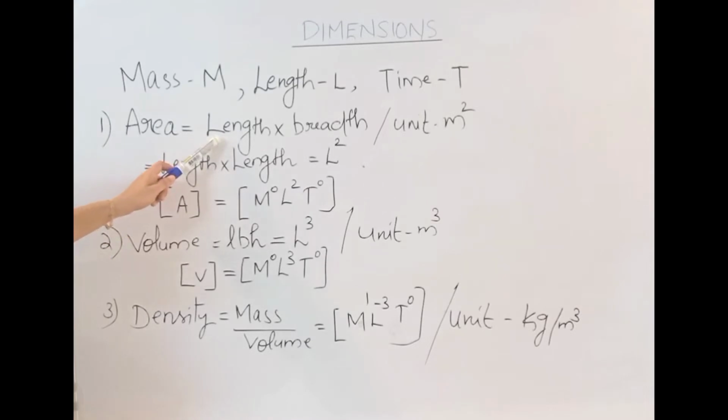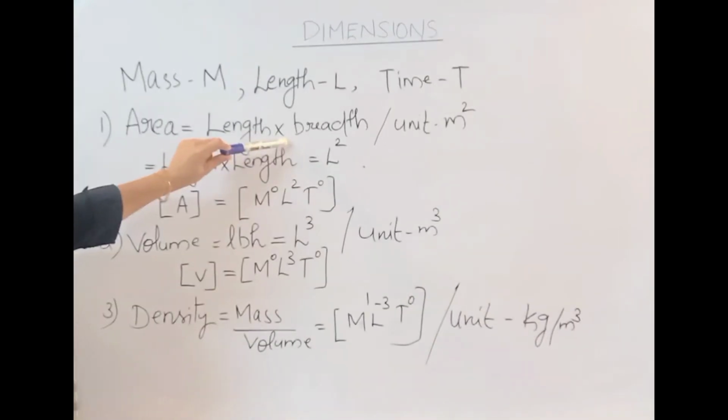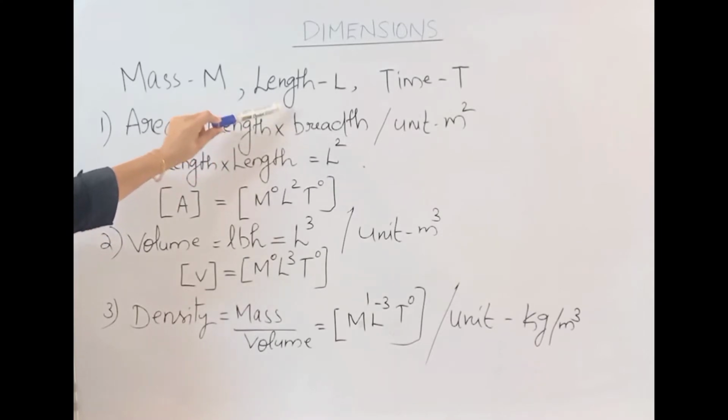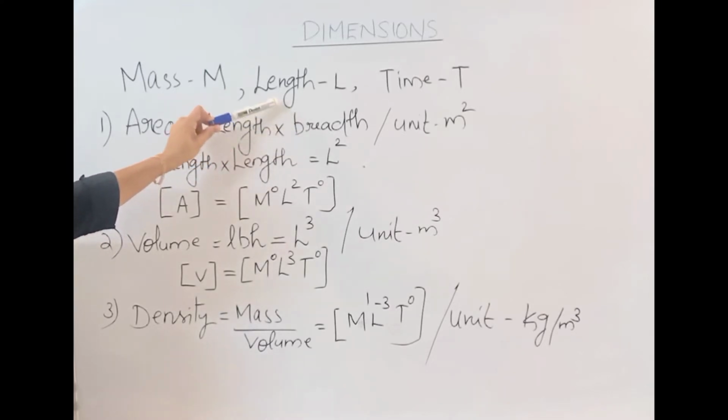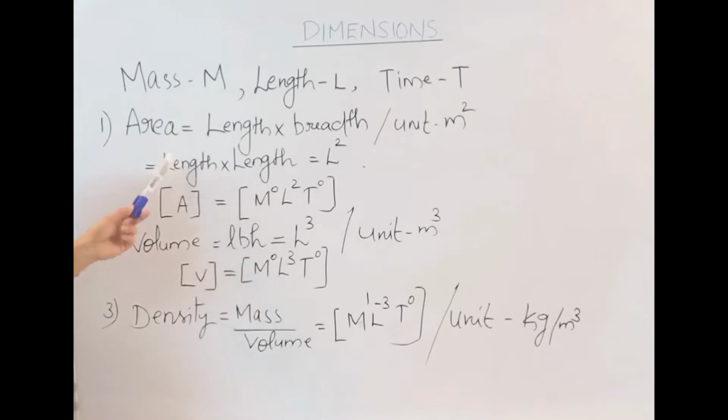Here length can be expressed as capital L. Then what about breadth? Can we connect it with any of these quantities, mass, length or time? Yes, that can be related with length, right? Because breadth is a length itself, isn't it? So how can we write the equation? That will be length into length, which is equal to L square, because each length can be expressed as L. So we will get it as L square. Is it clear?